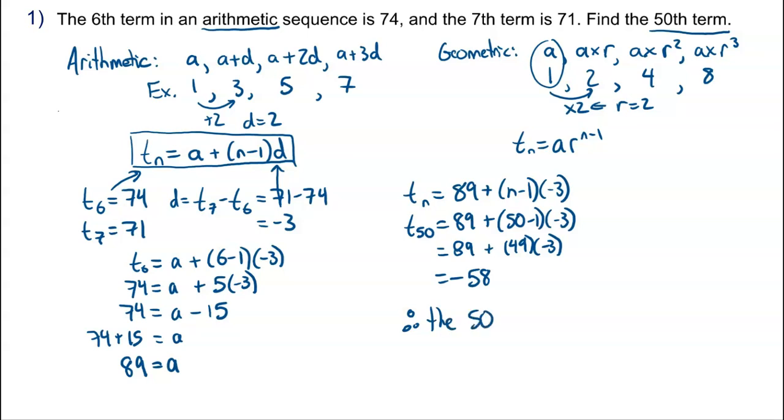So we can conclude, therefore, the 50th term of this arithmetic sequence is going to be negative 58. If you had a geometric sequence, you would have done a very similar process. You could have taken the equation that you have there for the general term and subbed them in just the same way, but instead of adding or subtracting to rearrange the equation, you would have done some division.